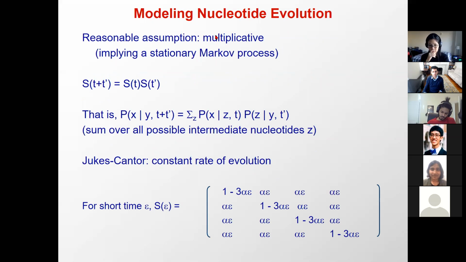A reasonable assumption is that this is a multiplicative model, implying a stationary Markov process where the substitution matrix over time T plus T prime is simply the substitution matrix over time T times the substitution matrix over time T prime. Okay. Who's with me so far on this concept? So basically, we can expand the time and then sort of cut it into little pieces and then assume this multiplicative operation that allows us to now express longer time steps as products of shorter time steps.